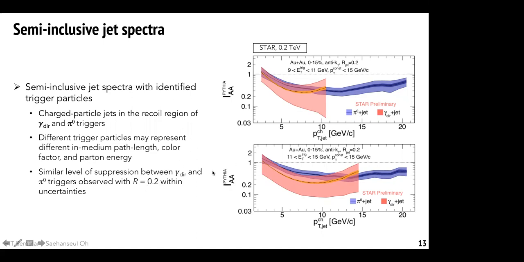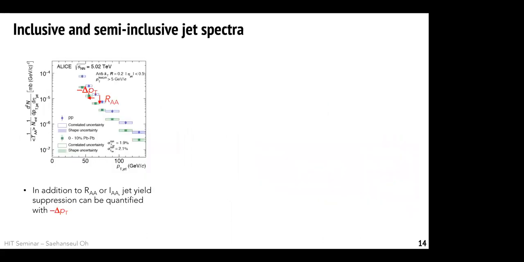A similar level of suppression between direct photon and pi0 triggers was observed with R equal 0.2 within uncertainties. And in the upcoming publication, we will also show R equal 0.4, and we will include that in the publication. And this is the summary of the inclusive and semi-inclusive jet spectra. The main message is that this level of suppression is consistent, but there is also another way that we quantify the jet yield suppression.